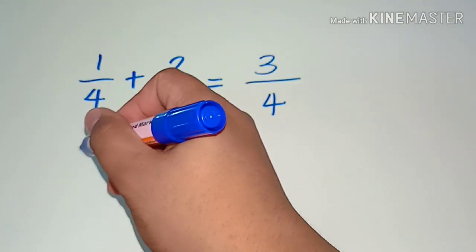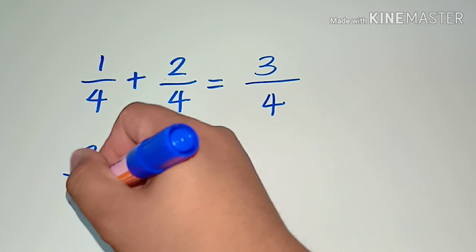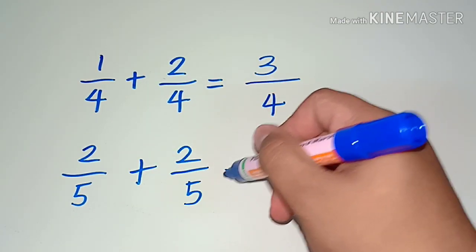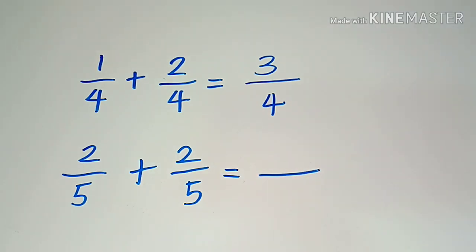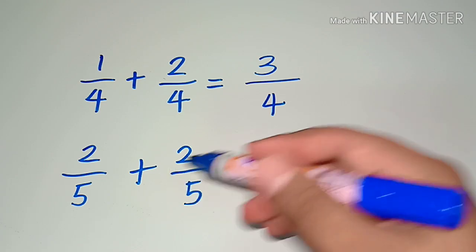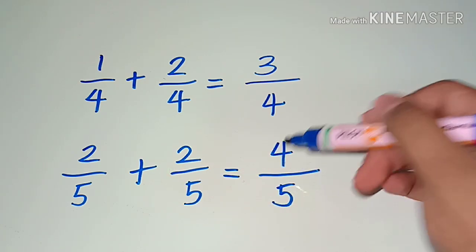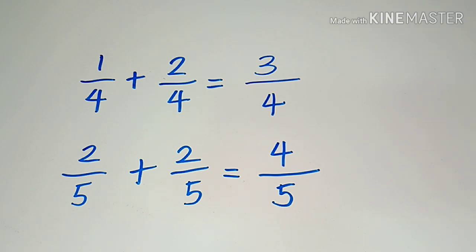Another is, what if you're adding 2/5 plus another 2/5? Again, if the denominators are the same, you will just copy it and add only the numerator, which is 2 plus 2 is equal to 4. So 2/5 plus 2/5 is equal to 4/5.